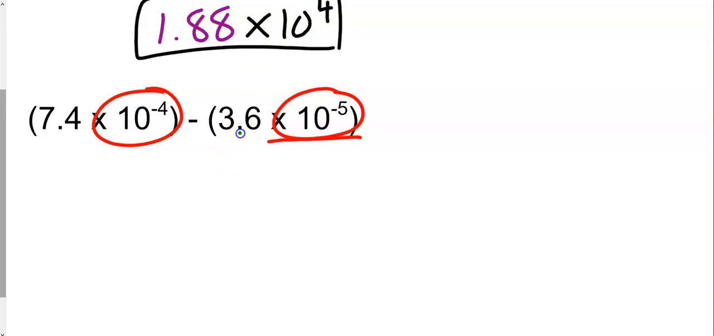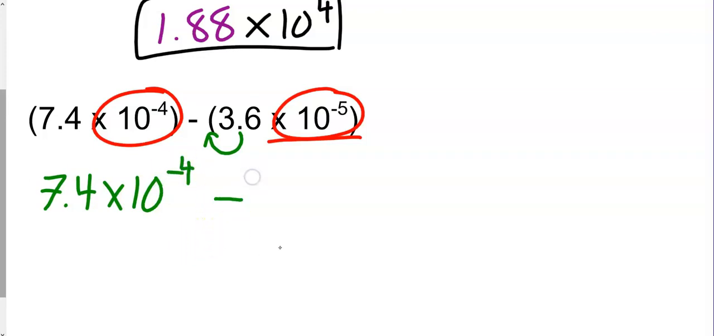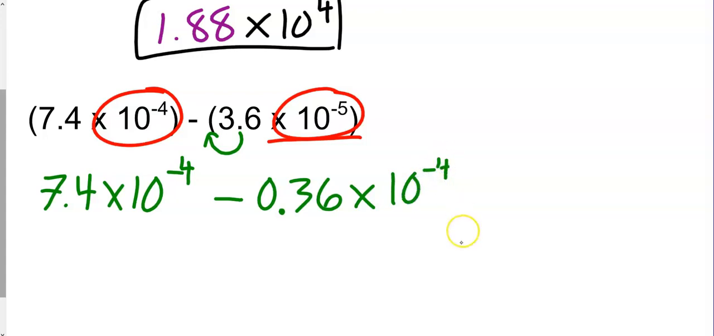Remember how to adjust it. We take the decimal and we move it to the left. And so that gives us 7.4 times 10 to the negative 4 here. And we're going to subtract 0.36, however you want to write it, times 10 to the negative 4. Because we moved that decimal to the left, we added onto the power. We raised the power. It's a larger number now.